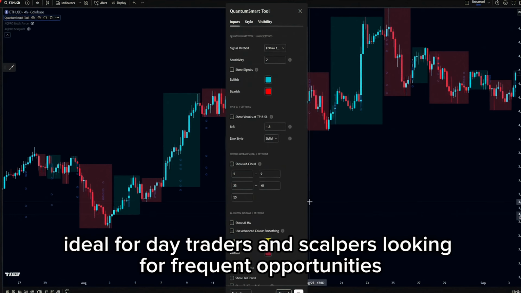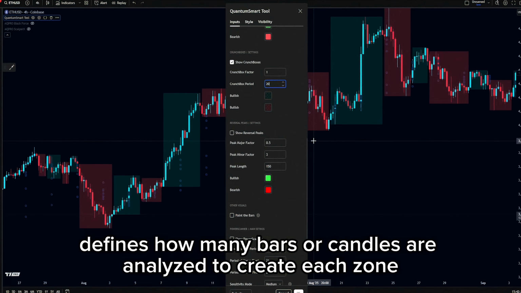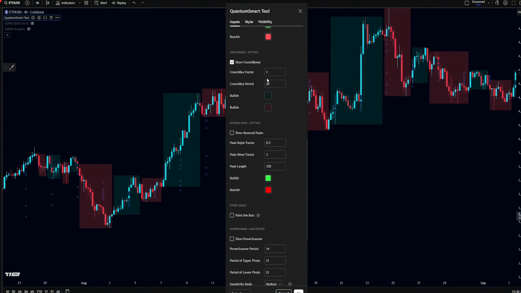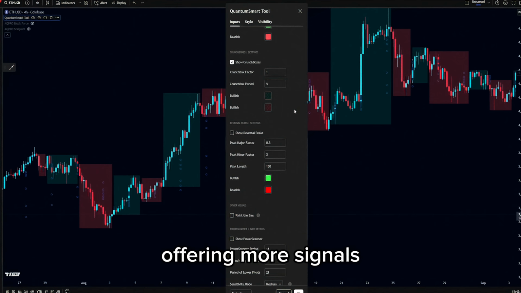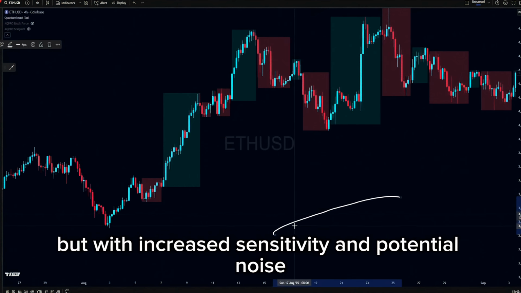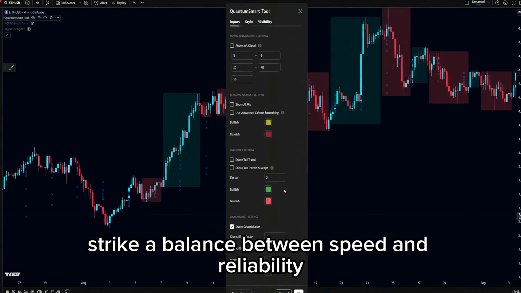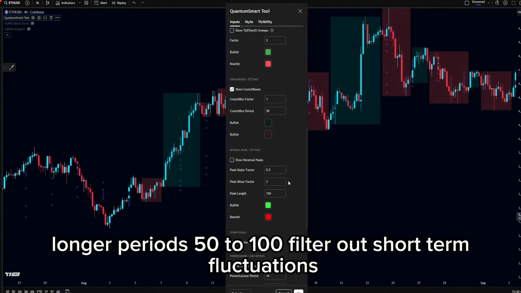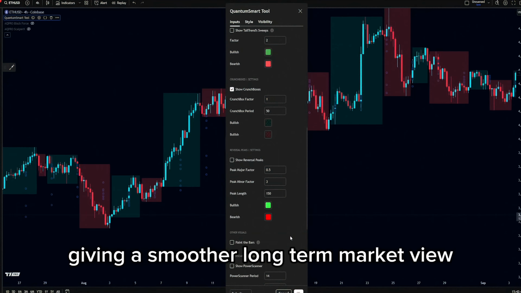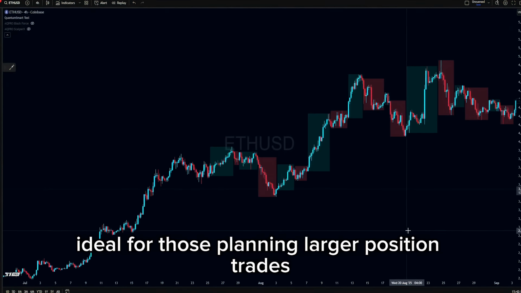looking for frequent opportunities. The crunchbox period, on the other hand, defines how many bars or candles are analyzed to create each zone. Shorter periods, like 5 to 10, react quickly to price changes, offering more signals, but with increased sensitivity and potential noise. Medium periods, around 14 to 20, strike a balance between speed and reliability, making them great for swing traders. Longer periods, 50 to 100, filter out short-term fluctuations, giving a smoother, long-term market view, ideal for those planning larger position trades.